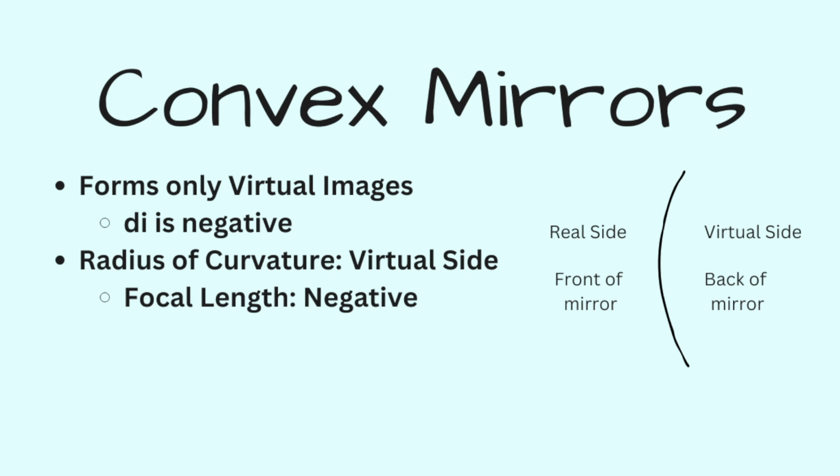Convex mirrors can only form virtual images, and so DI is negative. The radius of curvature is behind the mirror, which we can refer to as the virtual side. This gives a negative focal length as light does not reach this side.